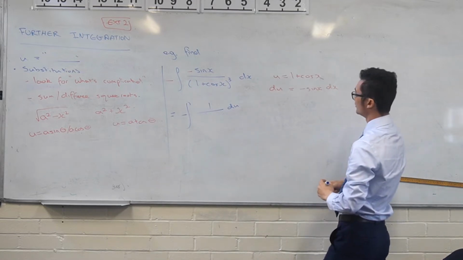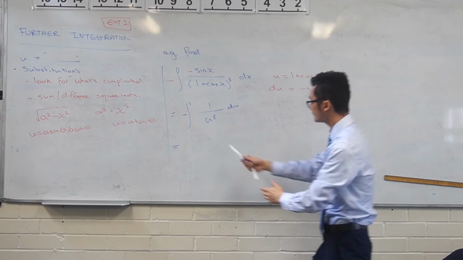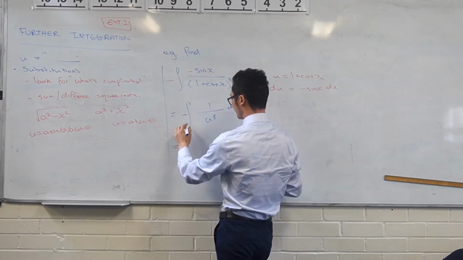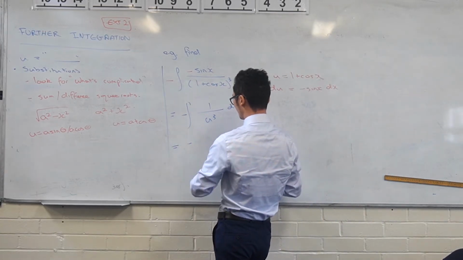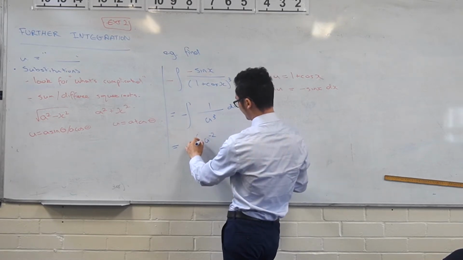And in the denominator, what do we have? We've got u cubed. And that's quite nice, yeah? So we're just going to integrate this. So something like this. Is that what you guys got?